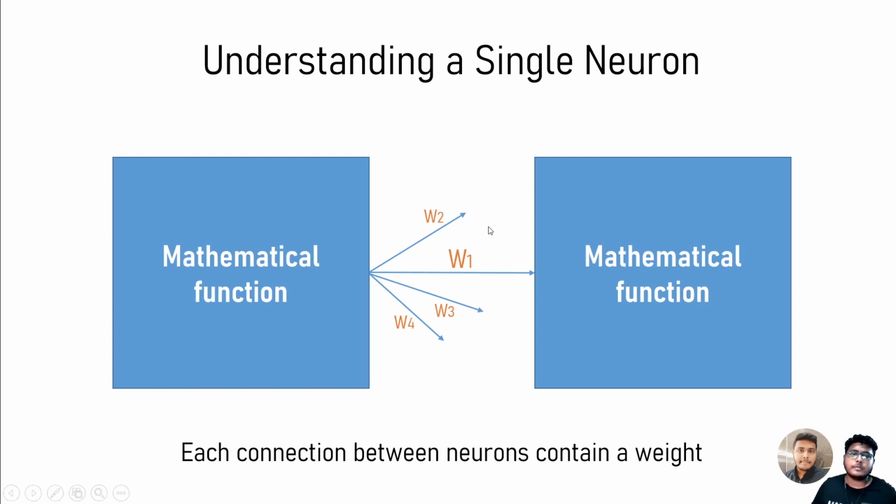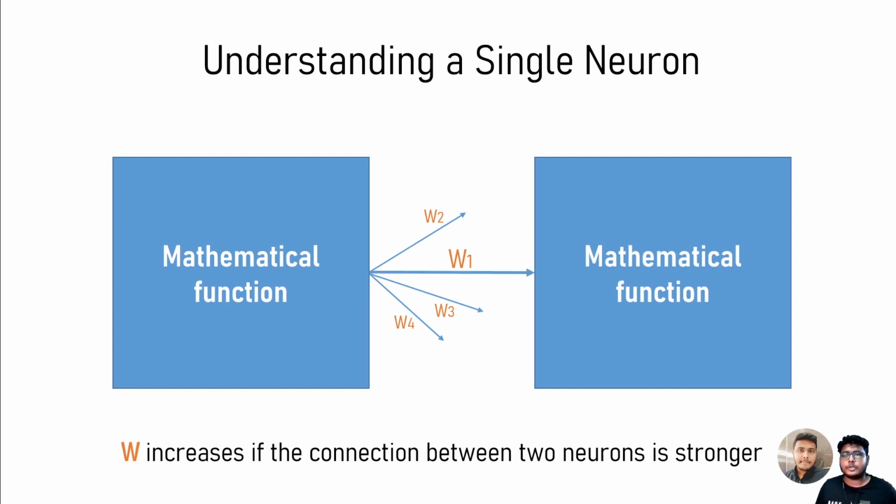And each of these edges that you have, the edges between one neuron and the other where it passes the data, all have weights associated with them. You can see this neuron has a weight associated to this neuron over here, and the weight is w1. Similarly, other connections have other weights like w2, w3, w4. When the connection between two neurons is stronger, the value of w1 increases. So what do I mean by the connection being stronger?